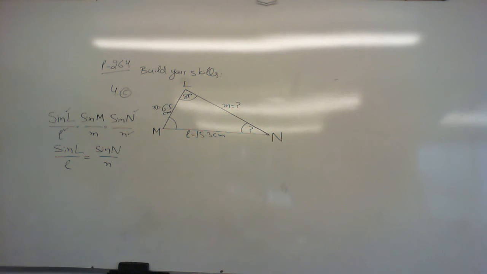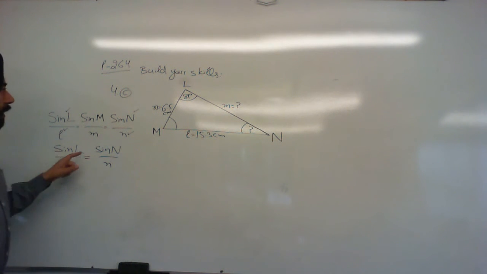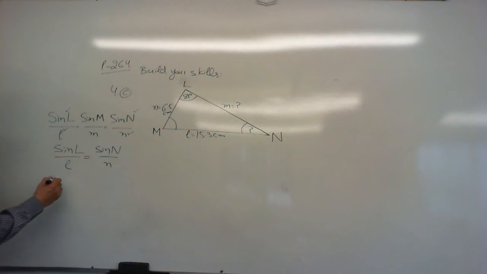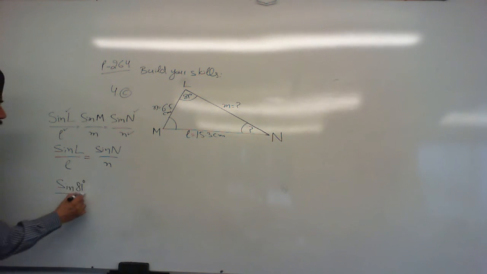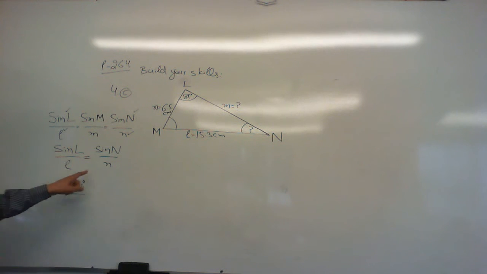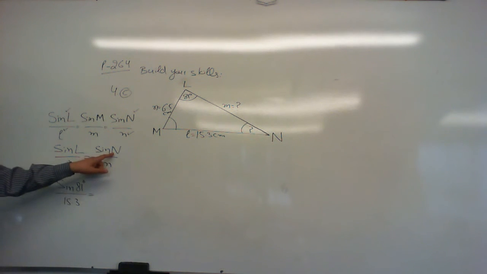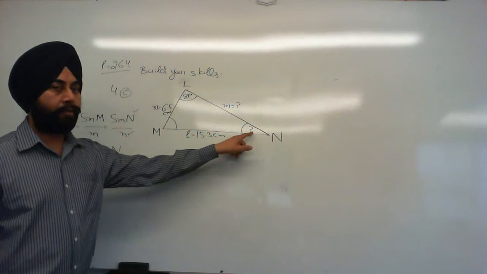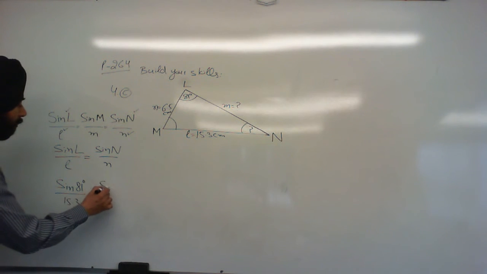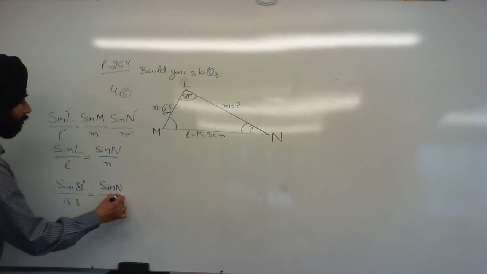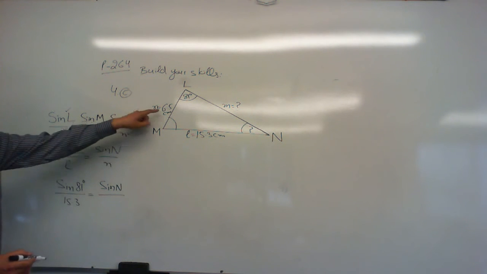And now enter the values. Sine L, L is given as 81 degrees. So this is sine 81 degrees divided by small l, which is 15.3 centimeters, equals sine N. We have to find it. So we will keep it as N, sine N divided by small n, which is given as 6.5.